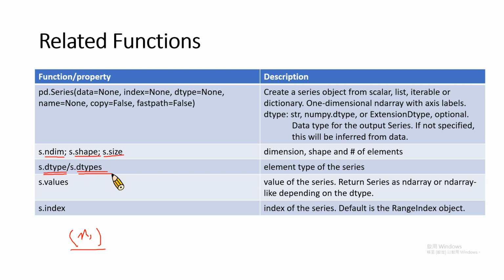Suppose that you have more than one data type for the values, then you use dtypes. And values will get the values of the series, and index will get the index of the series.